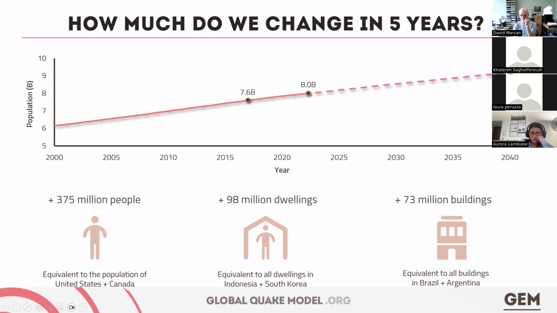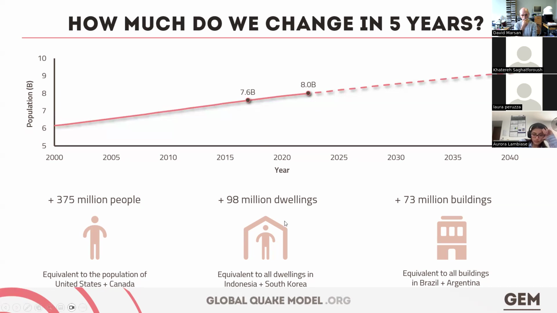I would just like to start by showing you why this is important. When I started doing my PhD around 2018, we were approximately 7.6 billion people on the planet. In just 5 years, I'm putting here some statistics of how much the world has changed. For example, if you take a look at how many more residents we have on the planet, it's almost 400 million more people. That is equivalent to adding the United States and Canada to the planet.